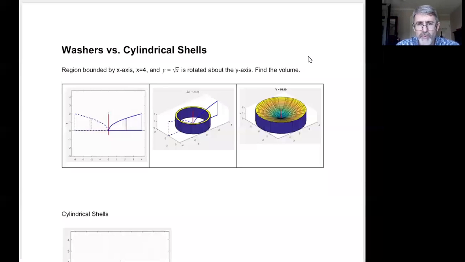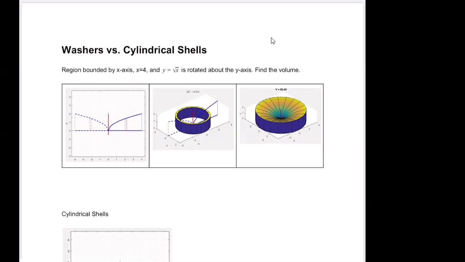Hello, in this video we're going to look at some volumes of rotation that can be created using either cylindrical shells or using washers. So let's look at these examples. You can read the example. We have a region bounded by the x-axis, x equals 4, and y equals the square root of x, and it's rotated about the y-axis.